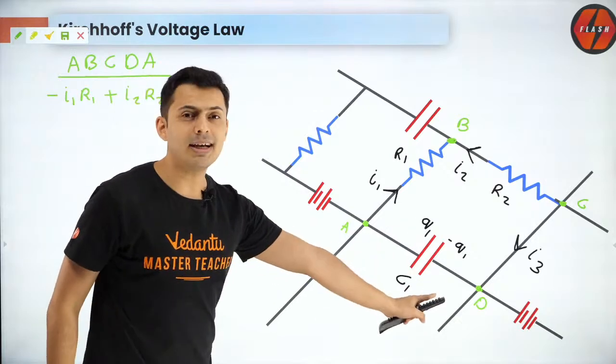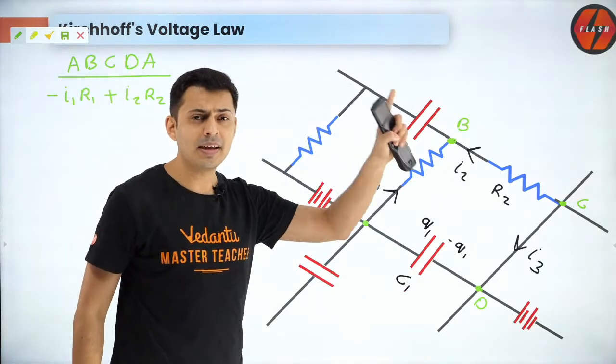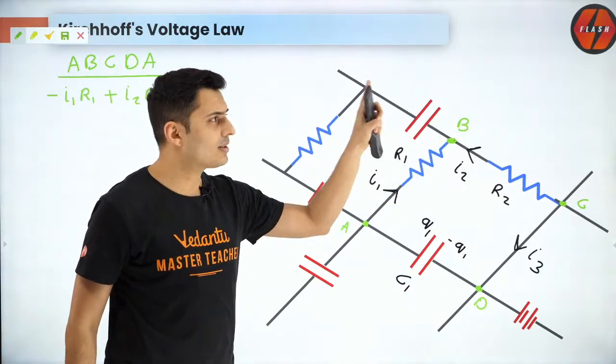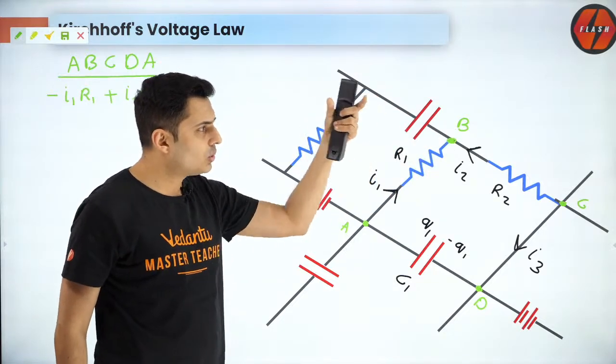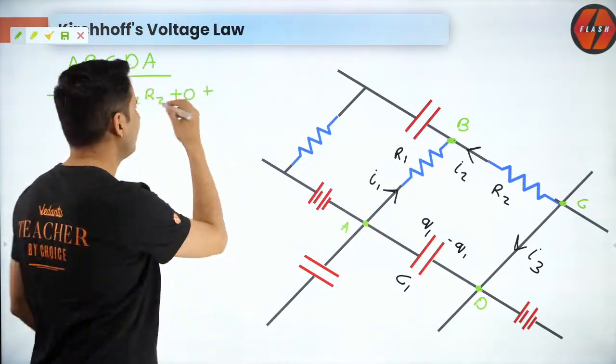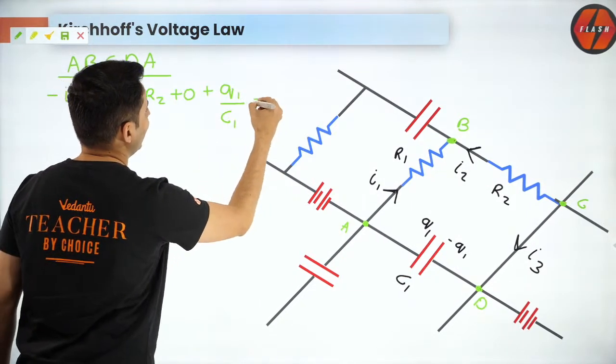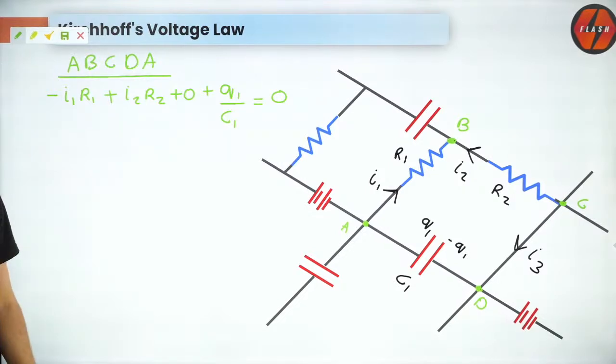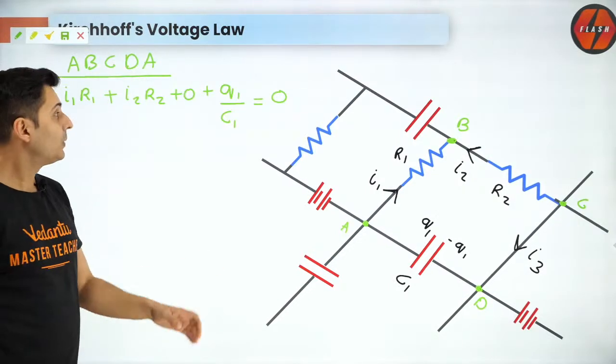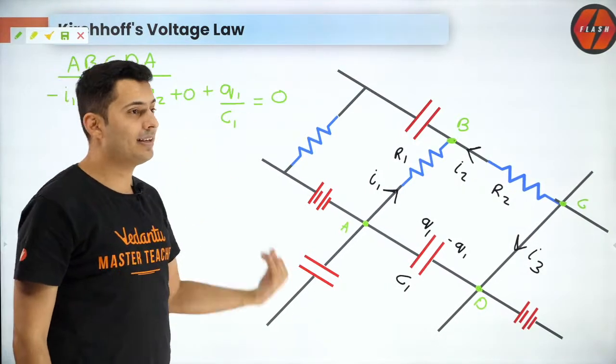And what is the voltage across a capacitor? Think about it. Q is equal to CV. So V will be Q divided by C. That's it. So it will be Q divided by C, and that should be equal to 0. Not QC. V is Q by C, remember that.